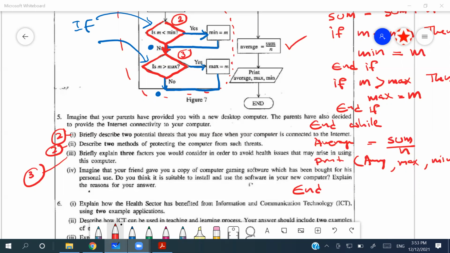Saran, for this particular one, yes is not an acceptable answer. It is an ethical issue, no? So the answer must be no. Hold on. It says which has been bought for his personal use. That means the friend has purchased it. So definitely he should pay.